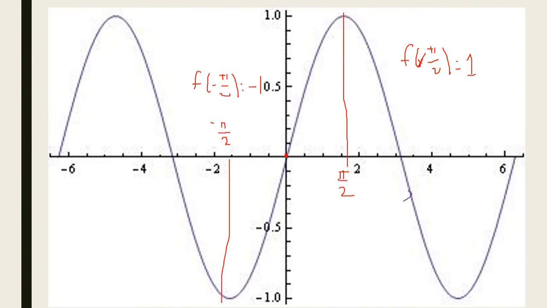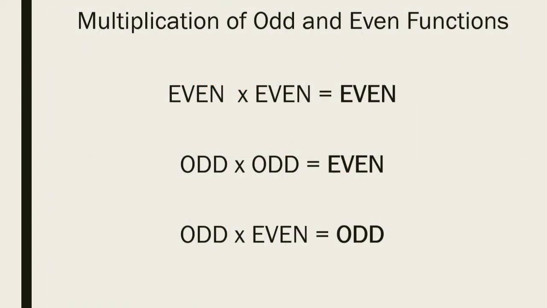Okay, so now that we know odd and even functions, I need to show you what happens when multiplying odd and even functions. When you multiply an even function by an even function, you'll get an even function. And if you multiply an odd function by an odd function, you'll get an even function. And if you multiply an odd function by an even function, you'll get an odd function.